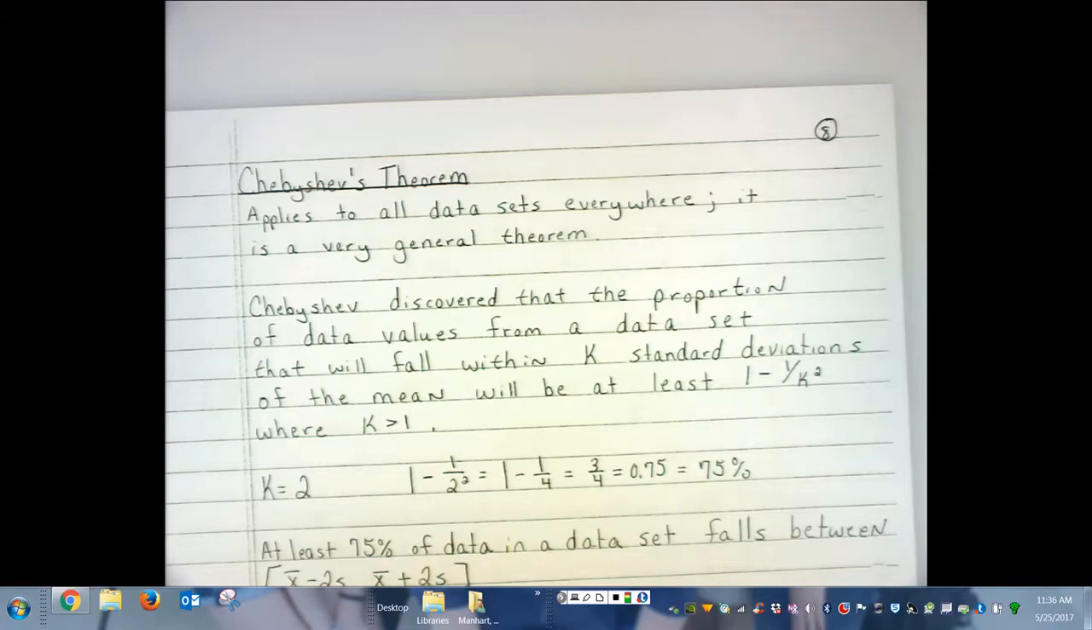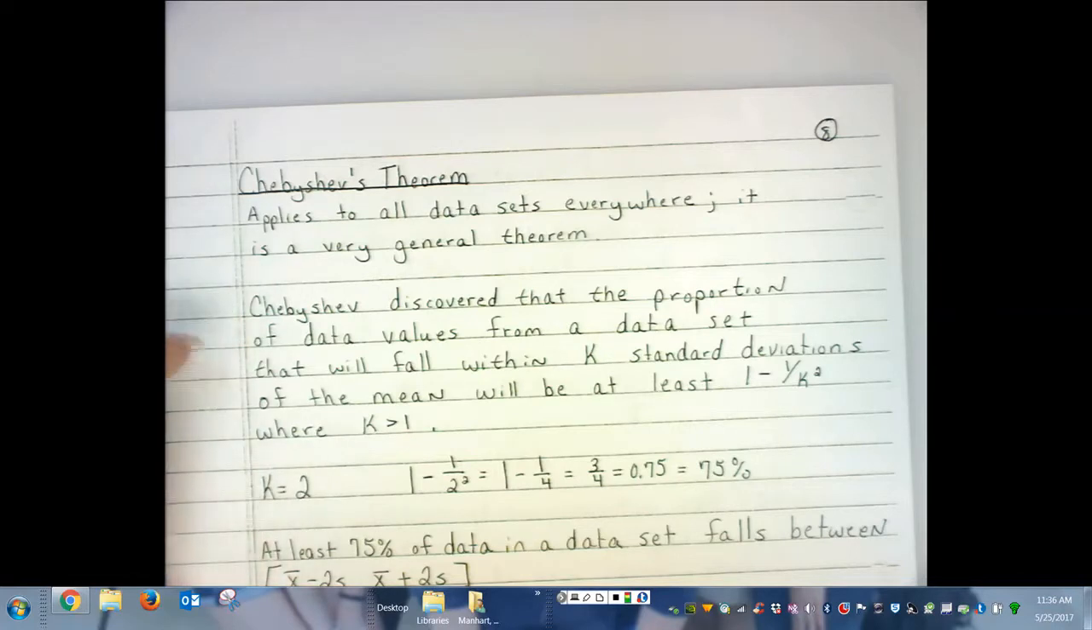As a matter of fact, I often tell students to write down their own data set, and I could actually help the student prove that Chebyshev's theorem applies to the data set that they created. So it applies to every data set everywhere; it is very general. Chebyshev is a famous mathematician who found out the following theorem is always true.